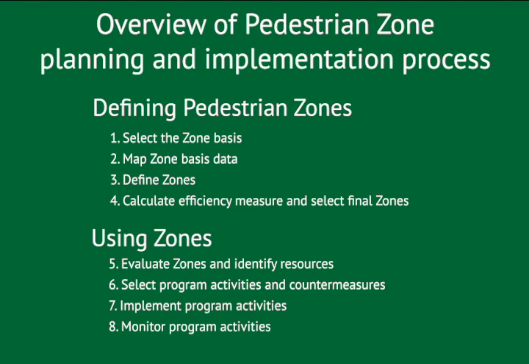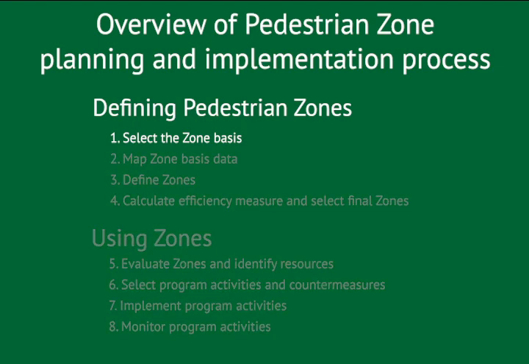The first step in this process involves selecting a basis or focus for selecting the zones, such as crashes involving older people, issues in equity focus areas, or some other focus. In step 2, data are mapped and spatially analyzed to identify patterns. An agency will identify and define the boundaries of potential zones in step 3. And through deliberation and further calculations, they will finalize their zone of interest in step 4.